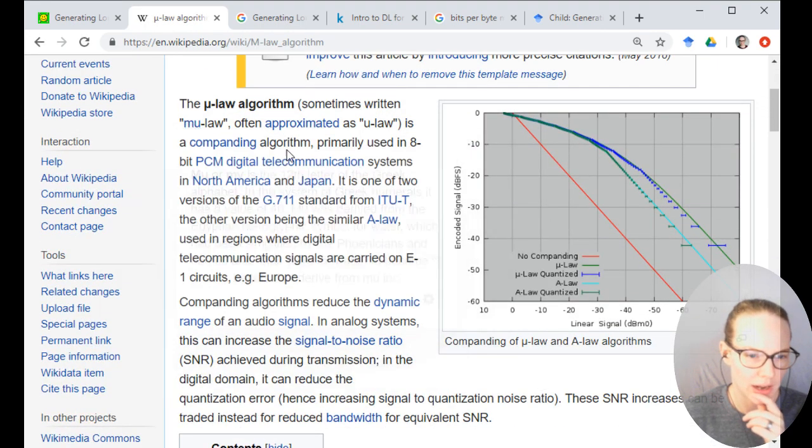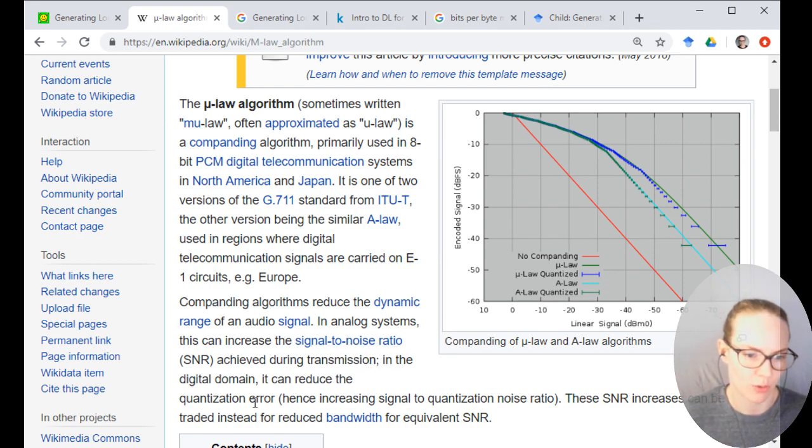Mu law, or approximated as U law, is a companding algorithm primarily used in 8-bit PCM digital telecommunication systems in North America and Japan. Interesting. Companding algorithms reduce the dynamic range of an audio signal. In audio systems, this can increase signal-to-noise ratio achieved during transmission. That must be why the recording sounds sort of buzzy and staticky. Okay, so it's the thing that you do with like a telephone.